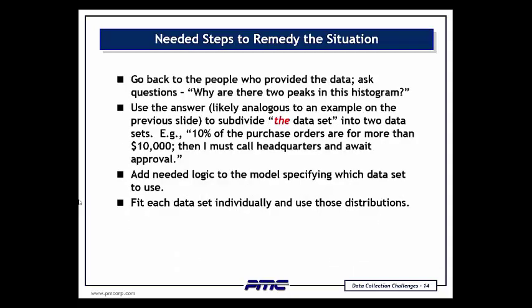So in all cases like this, collectively, this is what you do about it. Go back where you got the data. Look, I graphed it. How come it has two humps? It looks like a camel. And then you subdivide the data set. After you subdivide it, you fit each one individually, use those distributions. How often do you use each one? That's proportionate, and you put logic in your model to decide that.